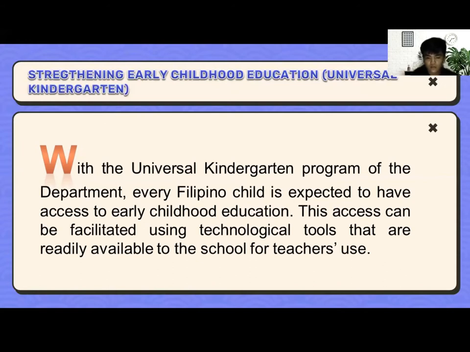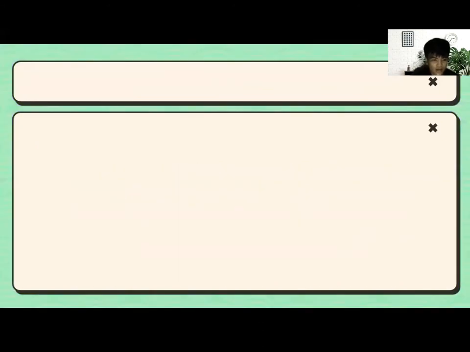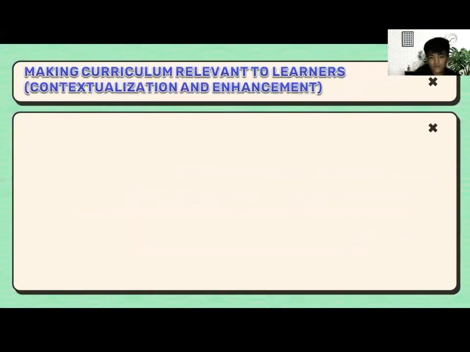The topic that will be taught to them, the concepts, all about the alphabets, songs, or numbers, shapes, colors, and each of them. Okay, that could be the first salient feature. Second, we have making the curriculum relevant to the learners.